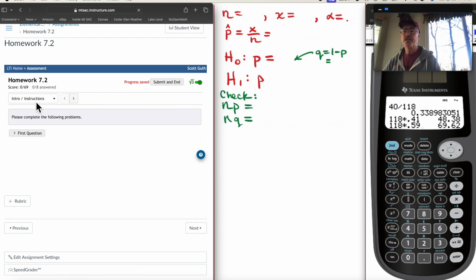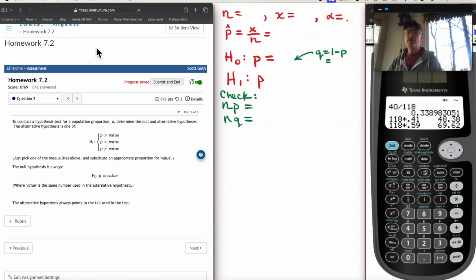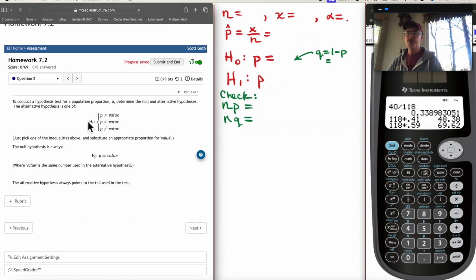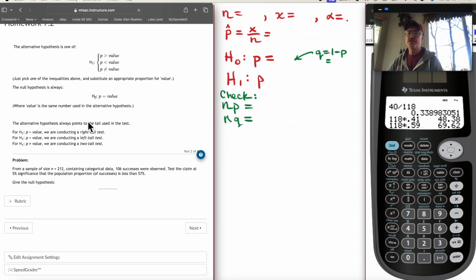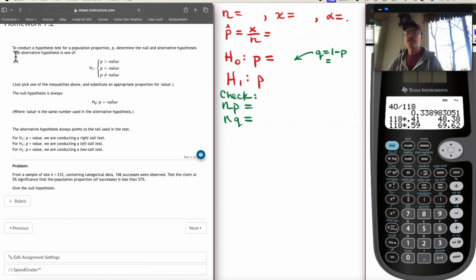And so I'm going to go ahead and start with number 2 here. And these early problems are kind of nice because they walk you through the steps basically, and there's a lot to this. So we'll go ahead and start reading. It says to conduct a hypothesis test for a population proportion P, we have to determine null and alternative hypotheses first. The alternative hypothesis is one of the following.